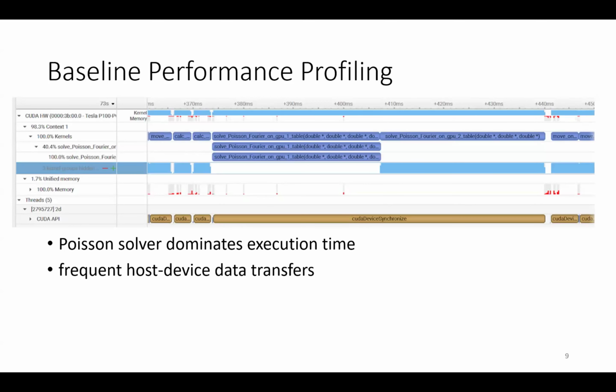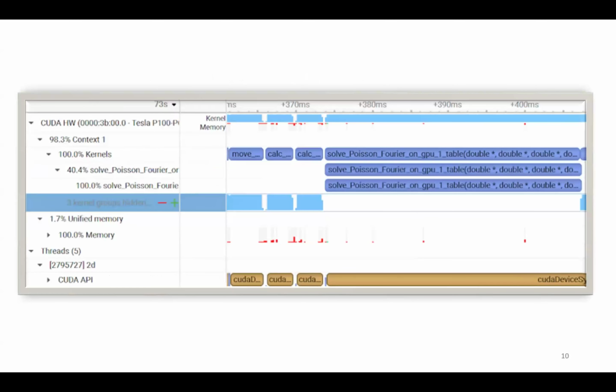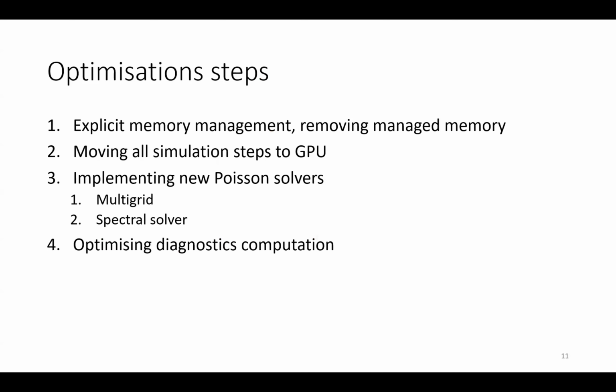Is the sound okay still? You can understand me. Okay. And that's just a zoomed-in version of the unified memory part.